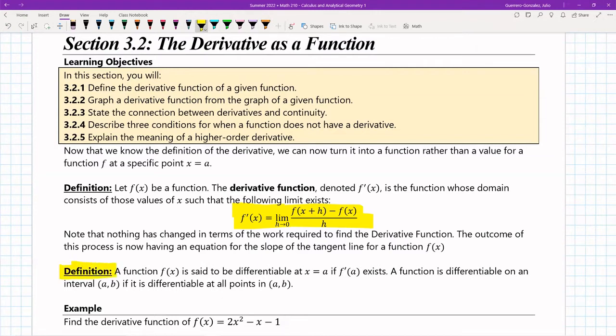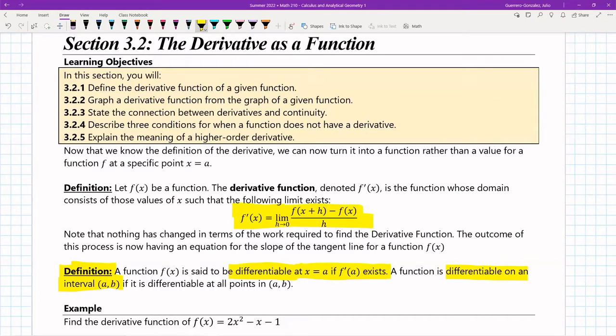And then as a definition here, I want to define what it means to be differentiable. Something that is differentiable means you can take the derivative of it, and that's basically this tail end right here, basically saying that f prime at a value a exists. So a function f is said to be differentiable at x equal a if f prime of a exists, and it's differentiable on an entire interval (a, b) if it's differentiable at every point.